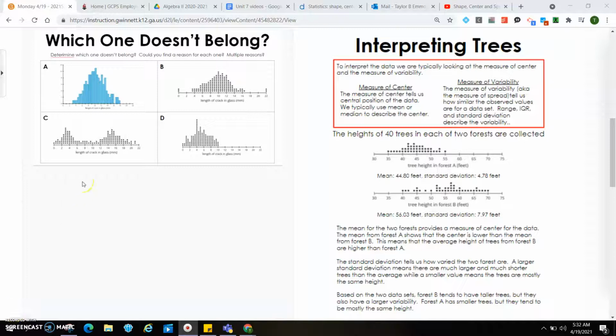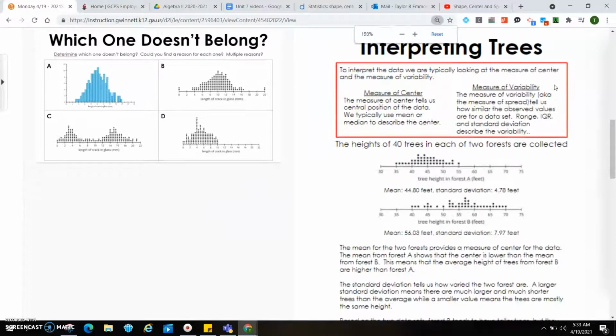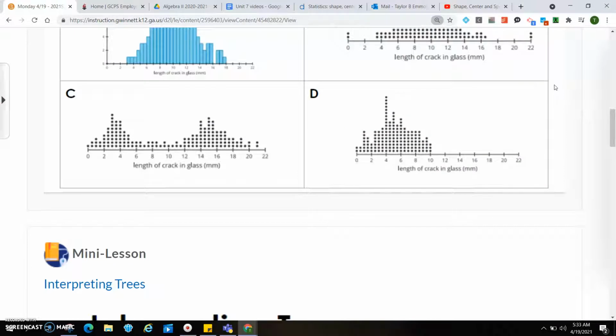Alright, hey Algebra 2. So today you're going to start off by doing your which one doesn't belong. Looking at these four graphs, you're picking one of them and explaining why it doesn't belong with the other graphs. Hint, there's no wrong answer. You just have to find one thing that's different about one of the graphs.